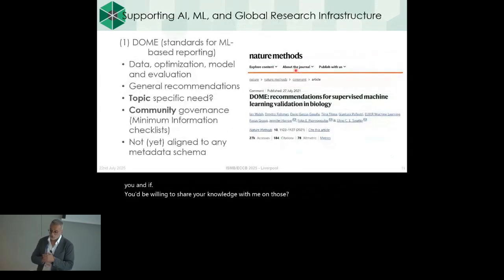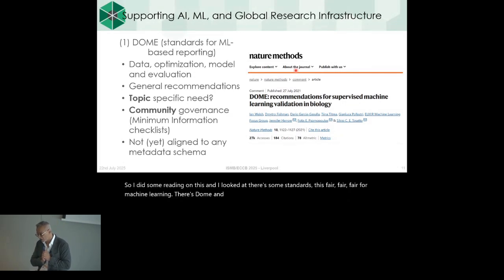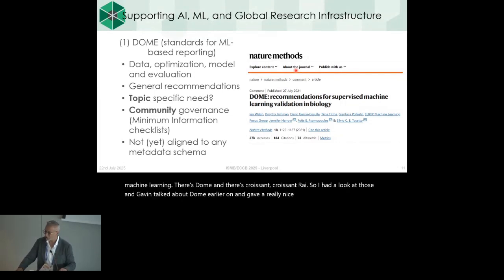So I did some reading on this, and I looked at some standards. There's FAIR for machine learning, there's DOME, and there's Croissant RAI. So I had a look at those. And Gavin talked about DOME earlier on and gave a really nice summary. For me, I understood it even a bit more after that. And this is around data, optimization, model and evaluation.